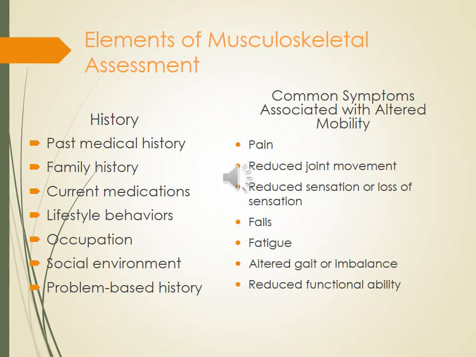Elements of musculoskeletal assessment. For their history, you want to look at their past medical history. Does their family history include some type of musculoskeletal disorders? Also consider current medications they may be on, any lifestyle behaviors, the occupation that they're doing, their social environment, and any problem-based history. Common symptoms that you can see with altered mobility are pain, reduced joint movement, reduced sensation or loss of sensation, falls, fatigue, altered gait or imbalance, and a reduced functional ability.